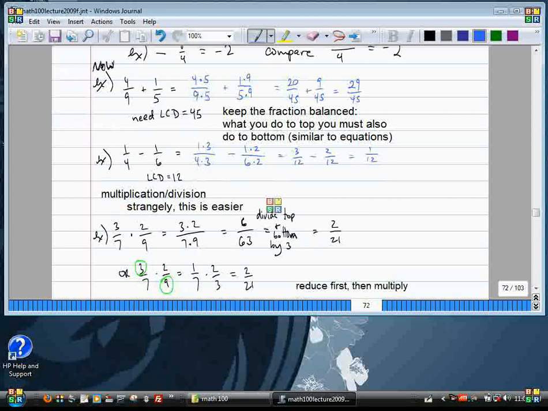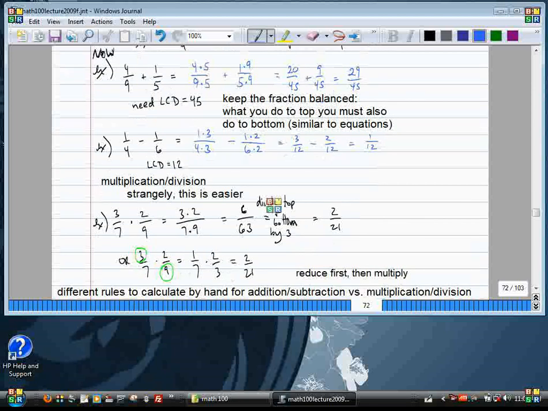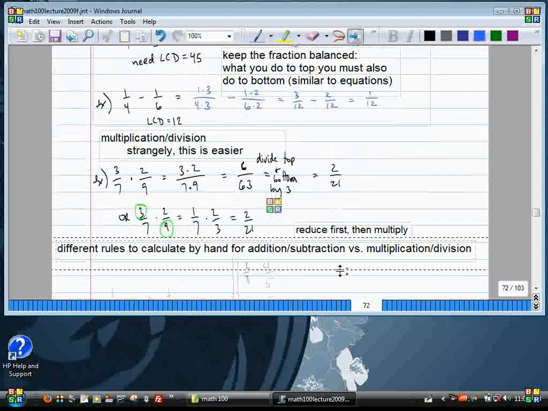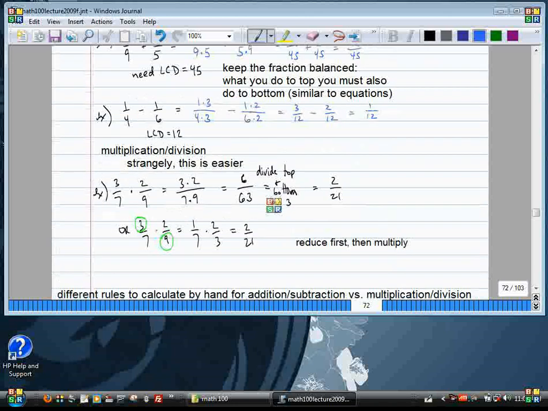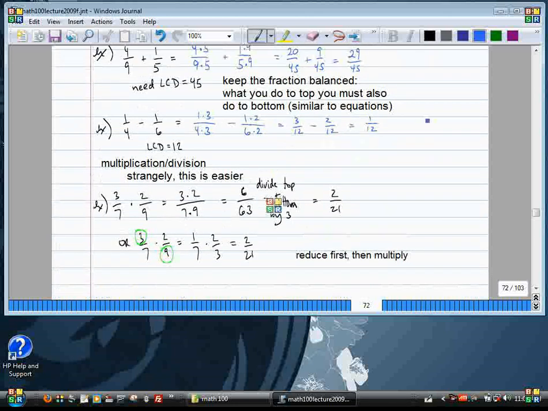Okay. So I actually want to interject a fun little problem where reducing first really helps.